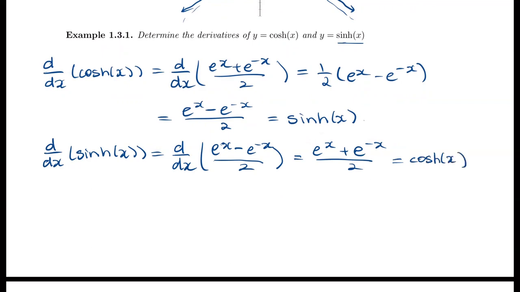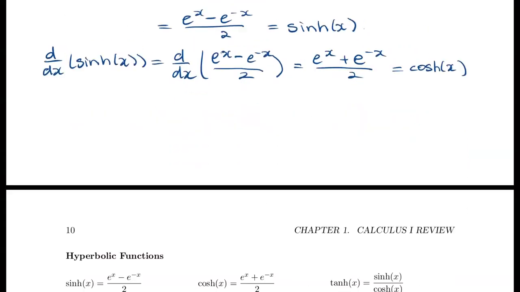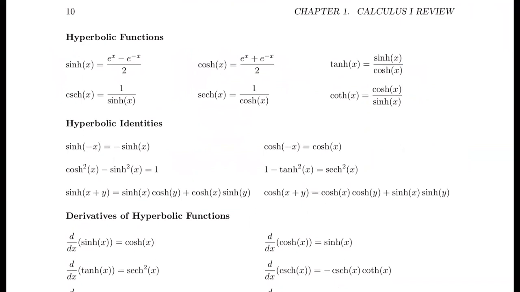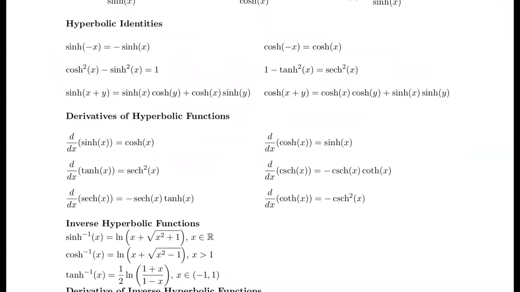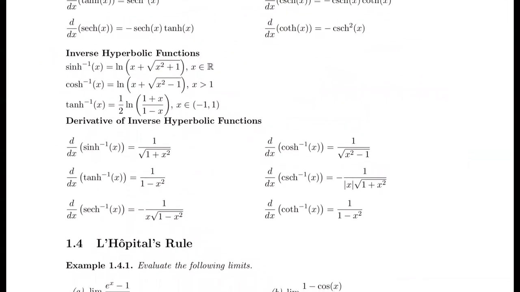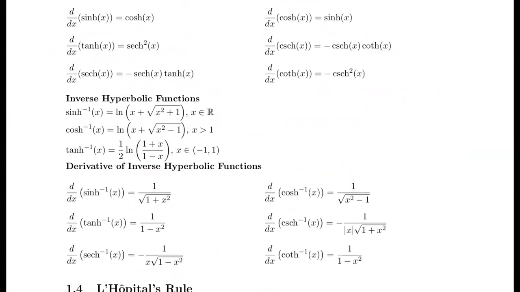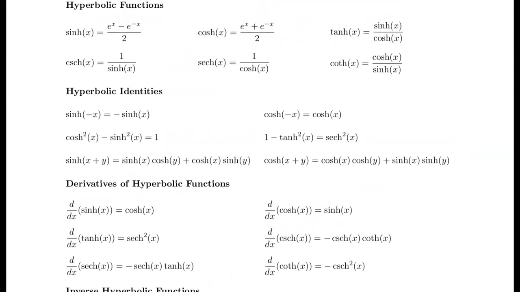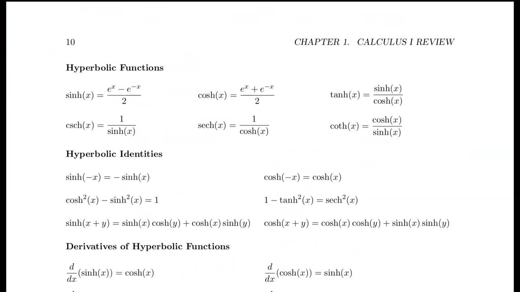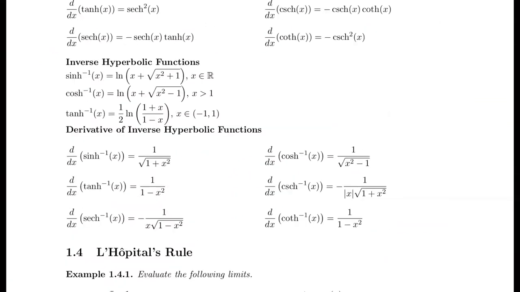So those are the two derivatives. We see that the derivative of sinh of x is cosh of x, and the derivative of cosh of x is sinh of x. All right, so that's good. So let's see the next part. This page just gives you a list of the hyperbolic functions, hyperbolic identities, derivatives of hyperbolic functions, and inverse hyperbolic functions. This is basically a summary of the identities that you should be aware of. But other than that, let's move on to the next section that talks about L'Hopital's rule.